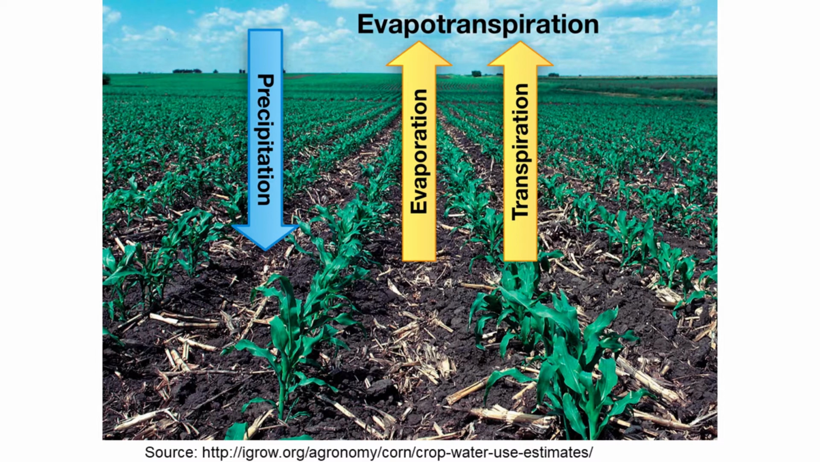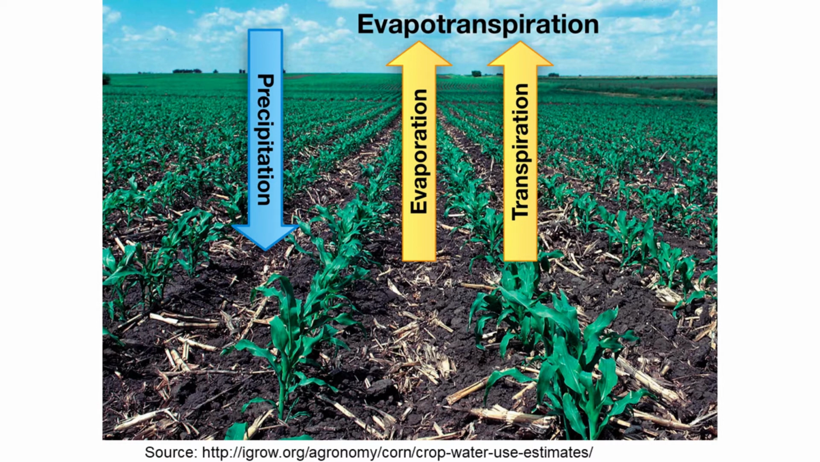So early in the season, just before emergence, or when we have seedlings, and these are very small crops that are not transpiring very much, evaporation is almost 100% of evapotranspiration. In other words, there's very little transpiration going on. But once that crop achieves full canopy coverage, that soil is being shaded, it's protected from the wind, and almost all of evapotranspiration is from transpiration. There's very little evaporation going on.